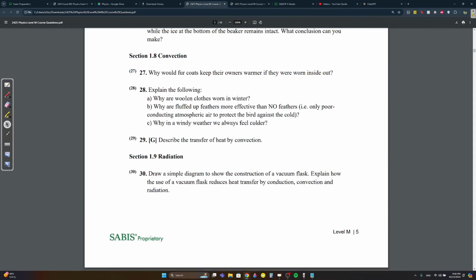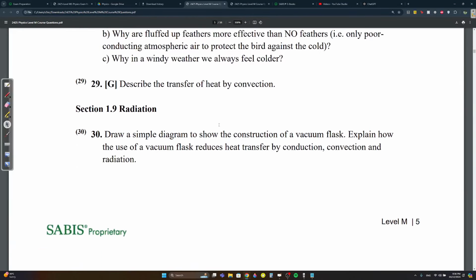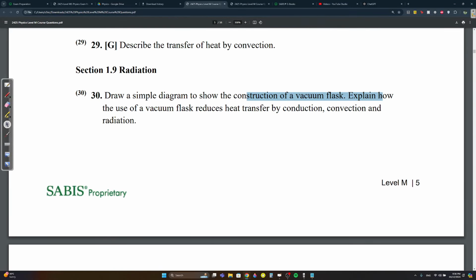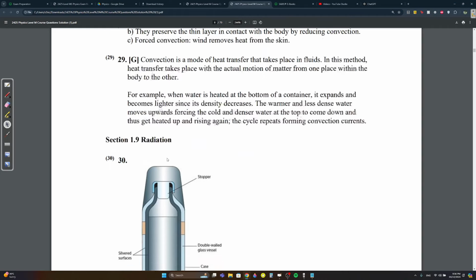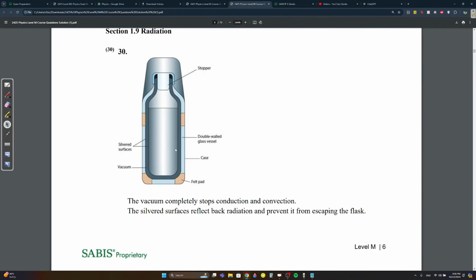Okay, now 1.9, this is actually for the periodic. Draw a simple diagram to show the construction of a vacuum flask. Explain how the use of vacuum flasks reduces heat transfer by conduction, convection, and radiation. Very, very easy. They obviously won't ask you to draw it in the periodic, but they might ask you to label it. This is the stopper here. This is the double-walled glass vessel. This is the case. This is the felt pad. These are the silvered surfaces, and this is the vacuum trapped in between.